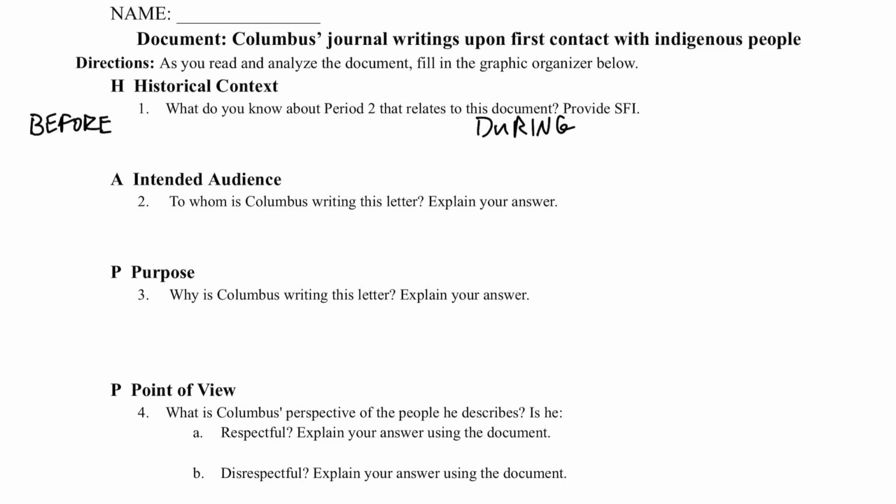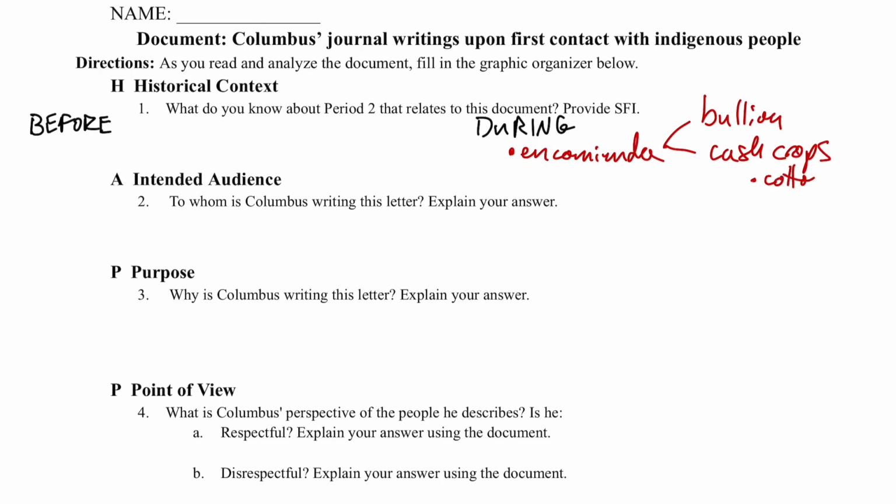Okay, the encomienda. We know that this is the enslavement of the Native American population by the Spanish. Okay, so we can write about how the Spanish enslaved the Native American population to gather bullion and to grow cash crops like cotton, which was mentioned in the document, but also cash crops like sugar for the Portuguese and tobacco eventually for the English. So we could talk about mercantilism.